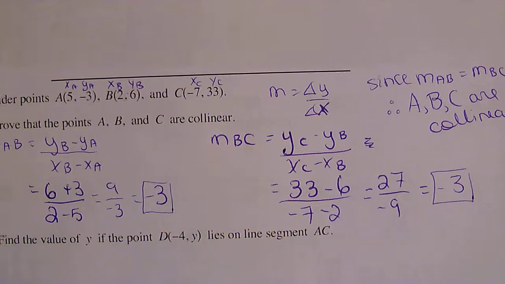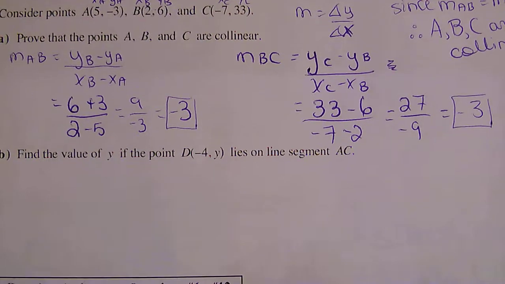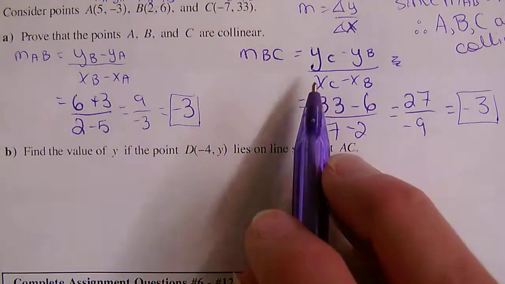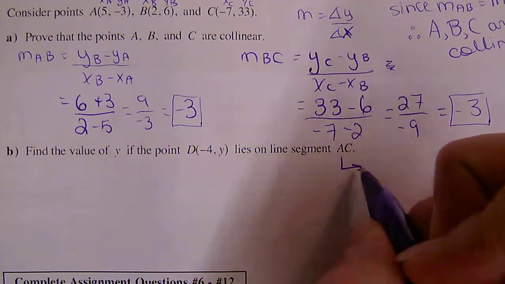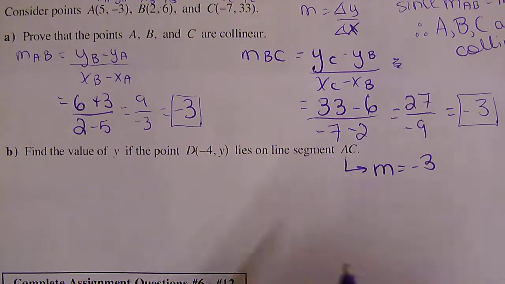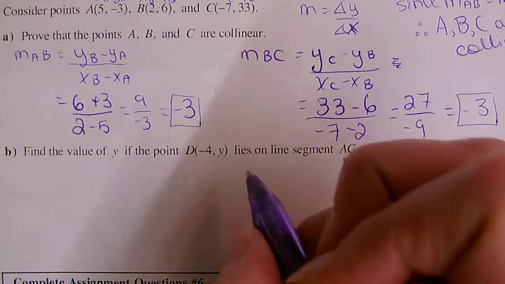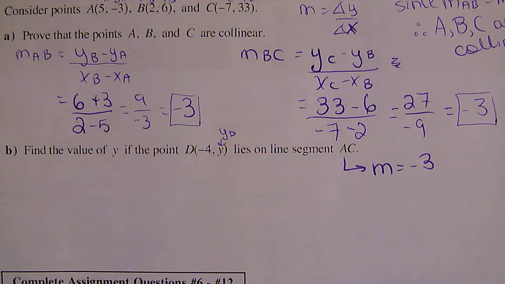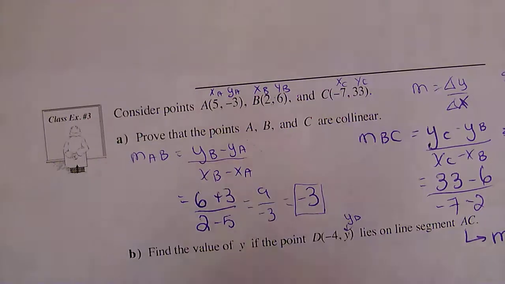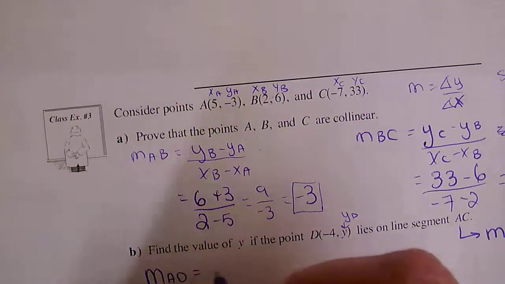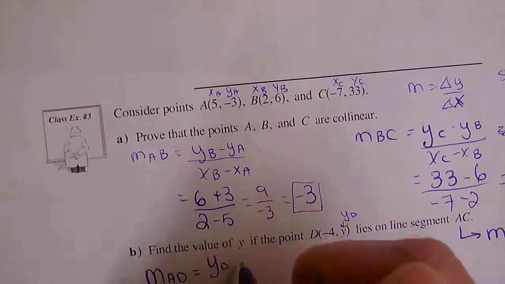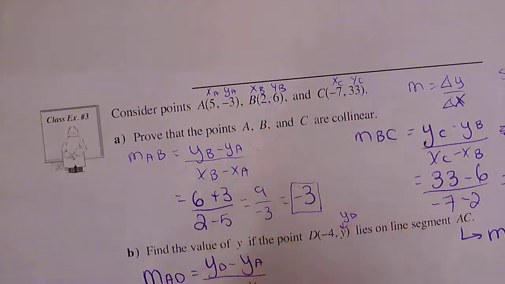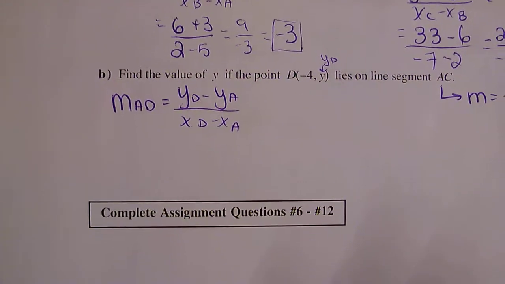Alright, so then, last part. Find the value of y if the point negative 4, y lies on this segment. Okay, so this tells us that the slope is negative 3. So we're going to use this formula, but we're missing our yd, which is no big deal. That just means that we're going to do some algebra to solve. So the slope of AD is equal to yd minus ya over xd minus xa. So there's our formula.